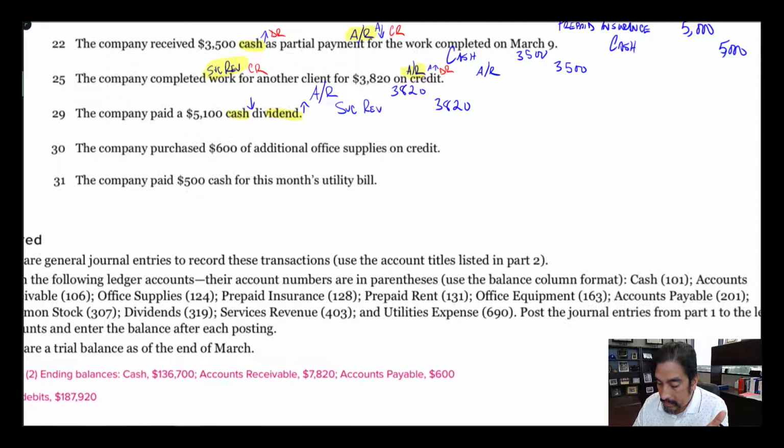Dividend is kind of like expense. A dividend is not an expense. It's separate. It's a different type of account, but it acts similarly to an expense. Specifically, it's got a negative relationship with equity. So we increase equity with a credit, but because dividend has a negative relationship with equity, we're going to increase dividend with a debit.